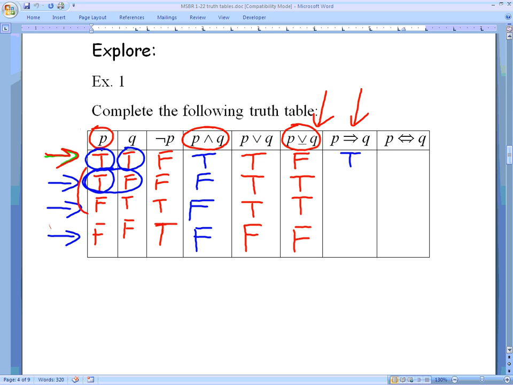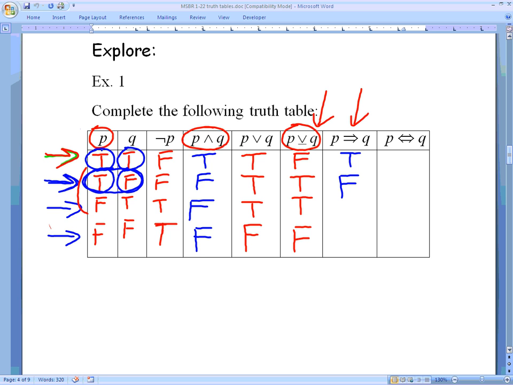If the first one's true, the second one's supposed to be true as well. Well, in this case, P was true on the second line here, but Q was false. So that is false. Because again, if-then says if the first one's true, the second one's supposed to be true as well, and that was not true on the second row.